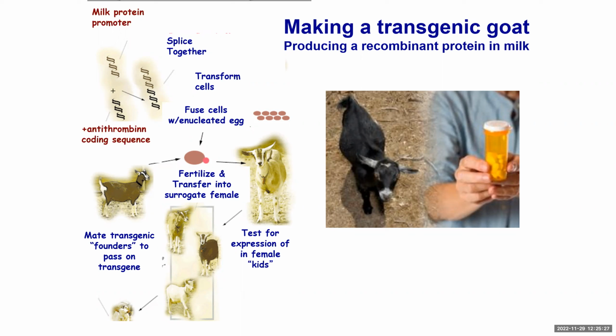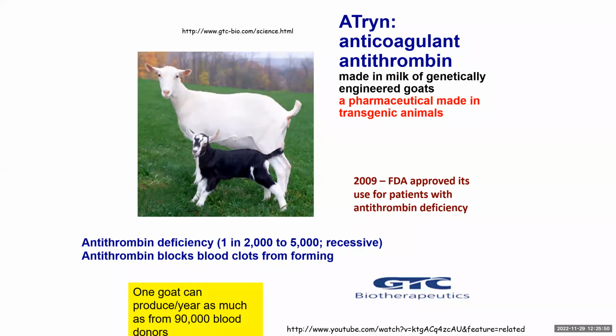Once we have founders who express the gene, we mate them to find ones that are able to pass the gene on. Now it can be transferred through vertical inheritance and won't be lost. In this case, the goal is to have the goat produce transgenic milk. These goats can produce up to 3 kilograms of this product per year. And the reason that's important is because this is an anticoagulant.